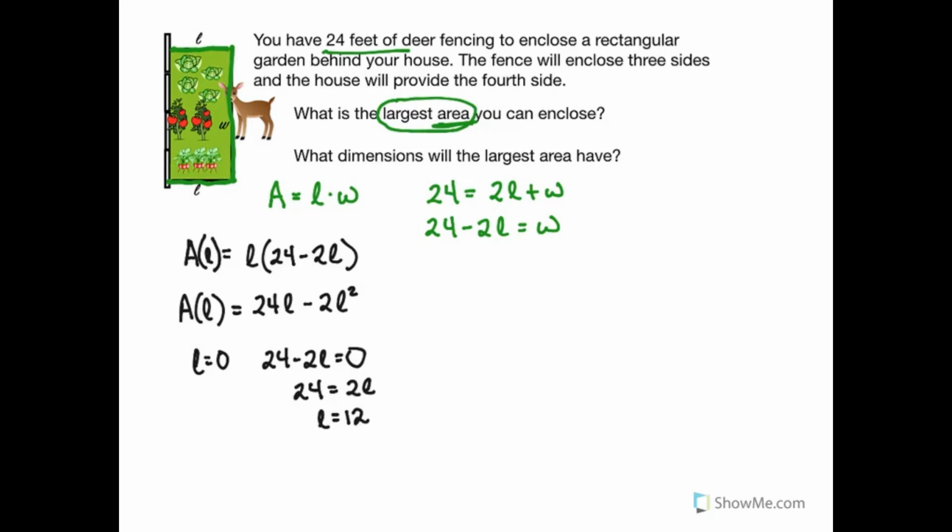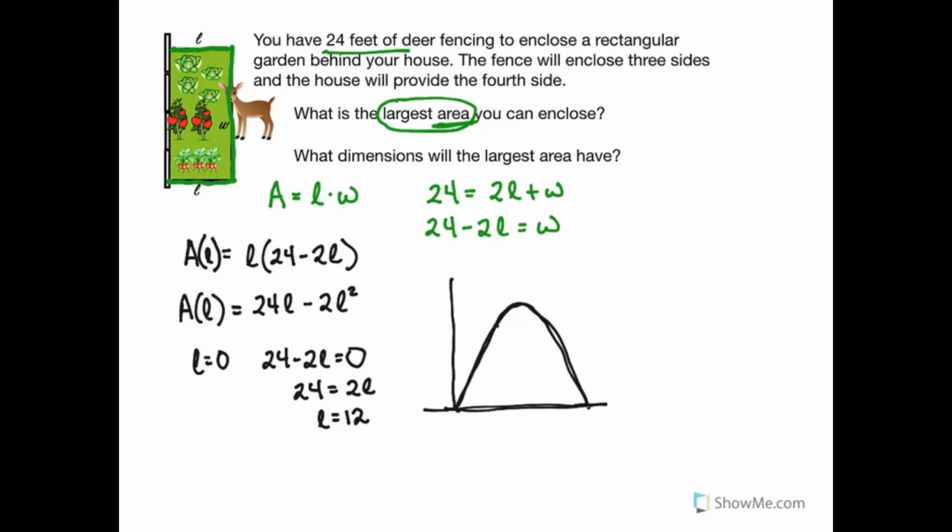Now let's see what those mean physically. The area is 0 when there's no length. When the length is 0, the 24 feet of fencing just run along the side of the house and enclose no area. So that's when L equals 0. Now if L equals 12, all the fencing is used in the length. So that's what the zeros mean for this function.